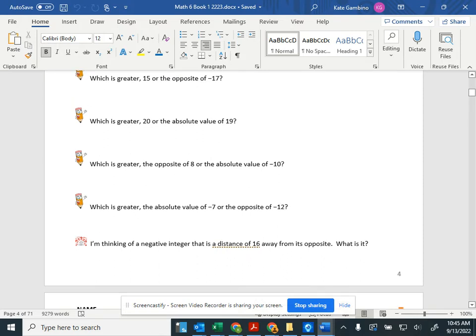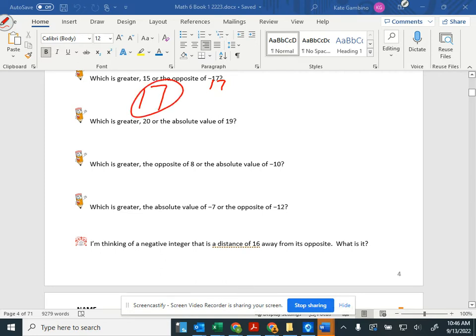Which is greater, 15 or the opposite of negative 17? So what you're going to want to do is write down what is the opposite of negative 17. It's 17. So now, which is greater, 15 or 17? 17. 17 is a bigger number.